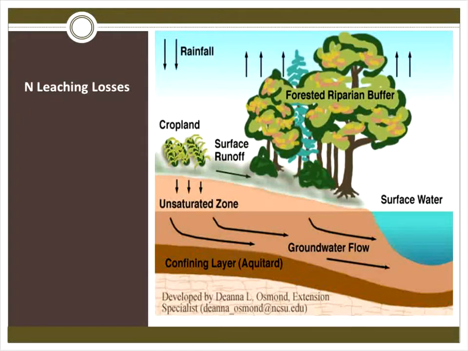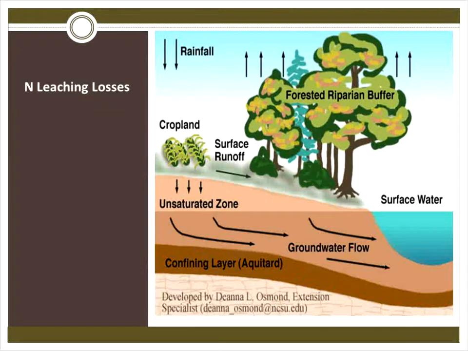So I want to get back to the nitrogen leaching losses, which I described as the primary loss mechanism for nitrogen in North Carolina systems. And the reason I want to talk about this is that it feeds right into our next discussion, which is how well crops utilize the nitrogen or organic sources that are put on.